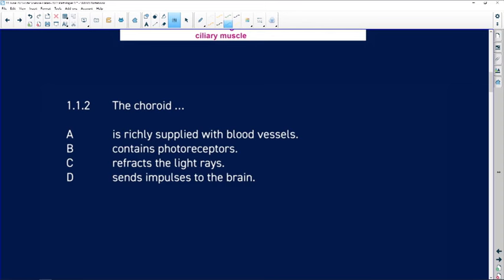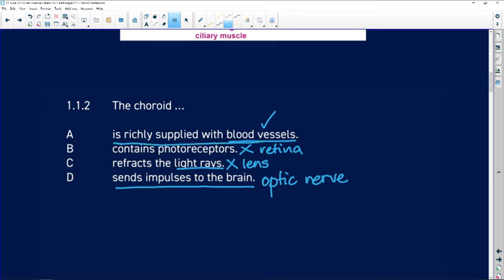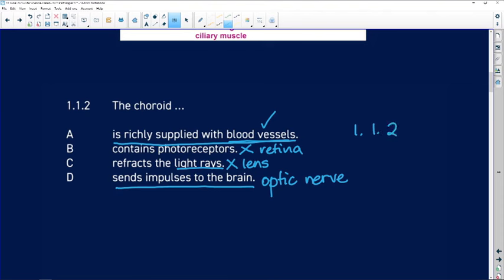The choroid is richly supplied with blood vessels. I agree there, but we don't stop there. We make sure that there's not a better option. The choroid contains photoreceptors. We know no. That is the job of the retina. Refracts the light rays? Absolutely not. That's the job of the lens. Sends impulses to the brain. That is the job of the optic nerve. So we've made sure that our first decision is in fact correct by checking on the other options that were available. Once we're sure, we are going to write on our answer books 1.1.2, and the answer there is A.